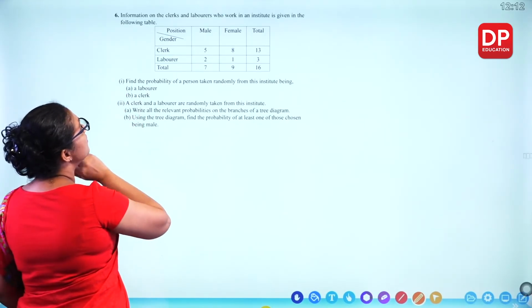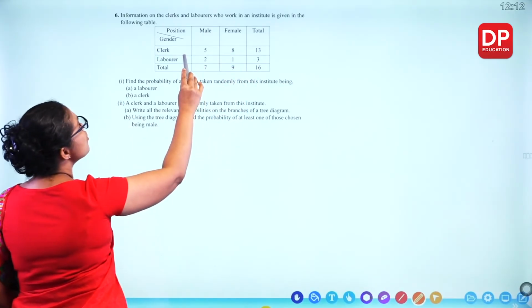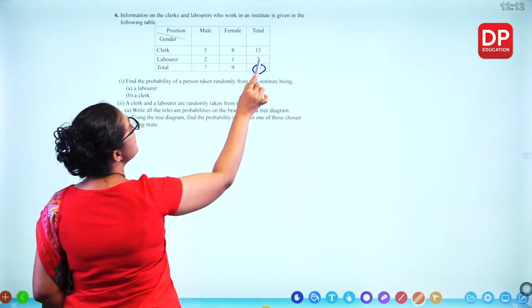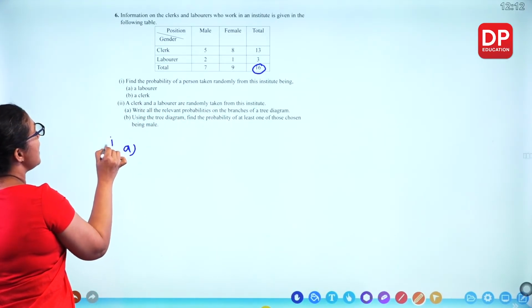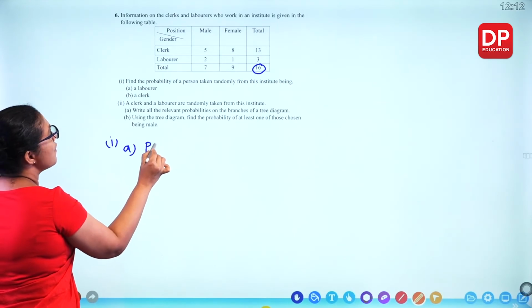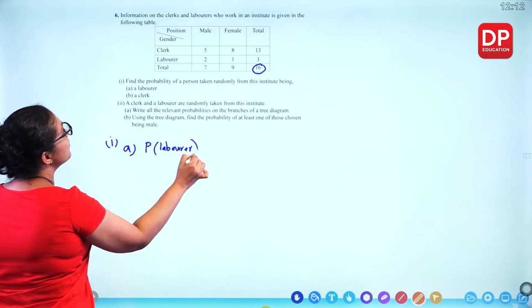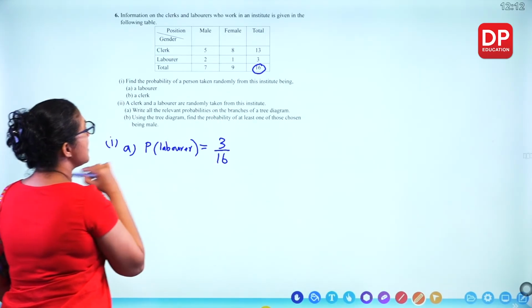A laborer. Altogether, how many? Total is 16. This is the total. And how many laborers are there? So laborers total is 3. So what's the probability for 1A? Probability of getting laborer is 3 out of 16.